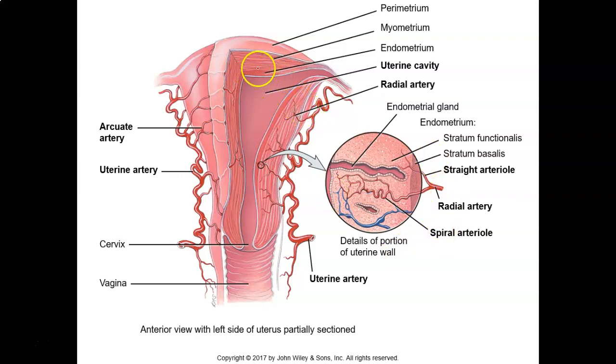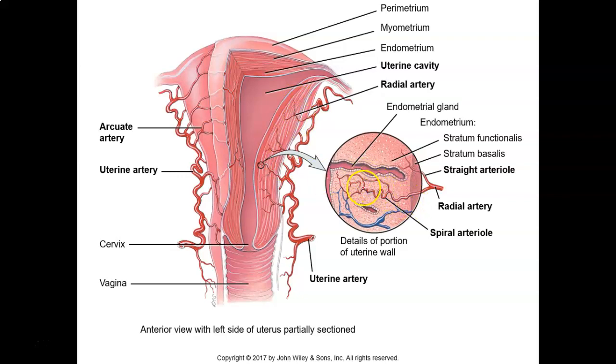Some of these layers we looked at before, right? The perimetrium, the myometrium, the uterine cavity, the open part through here. But these arteries here, right? The radial artery, which penetrates the myometrium, or the uterine muscle.